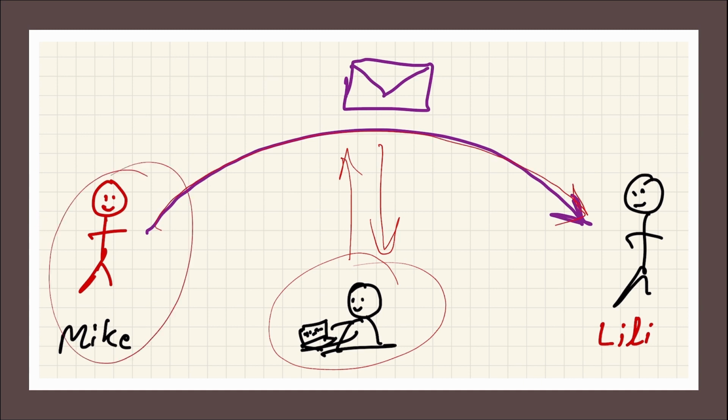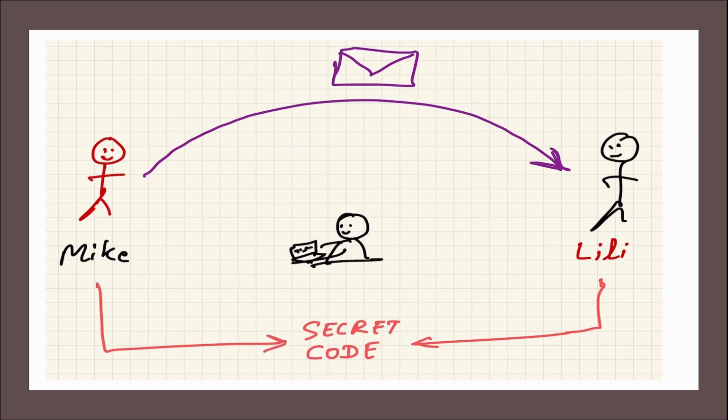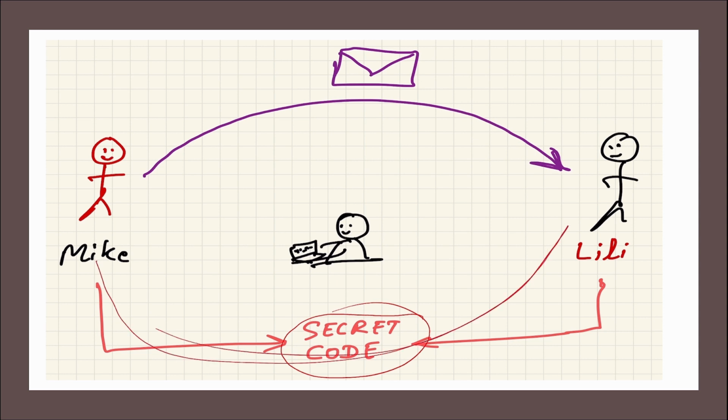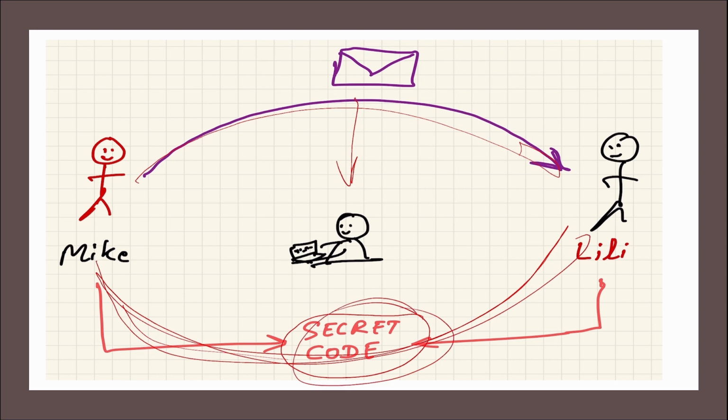Now Mike and Lily, obviously they don't want this to happen, so what they decide is that look Mike, we'll share this secret code whenever we communicate and only two of us will know about it, and whenever we communicate we'll communicate on a separate channel, for example. So even if somebody is able to receive this message, he is not able to read it because he does not have the secret code.